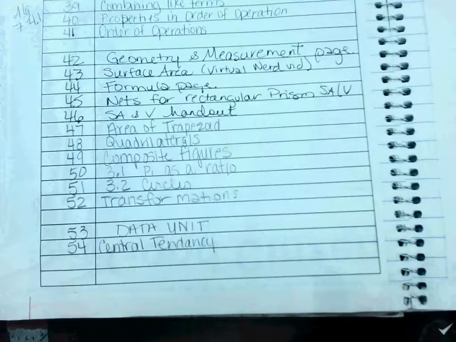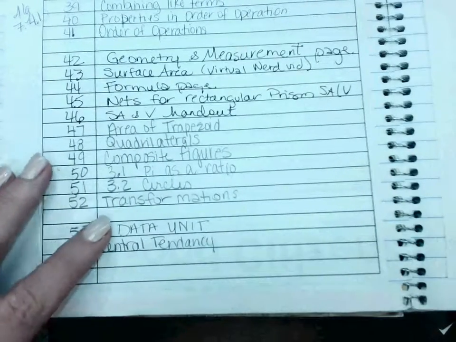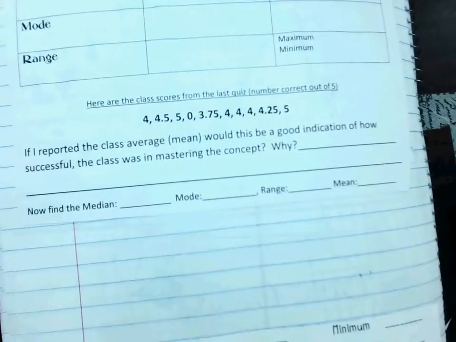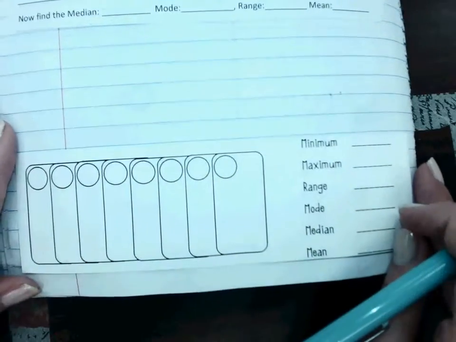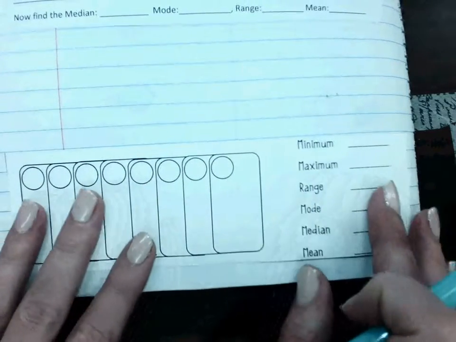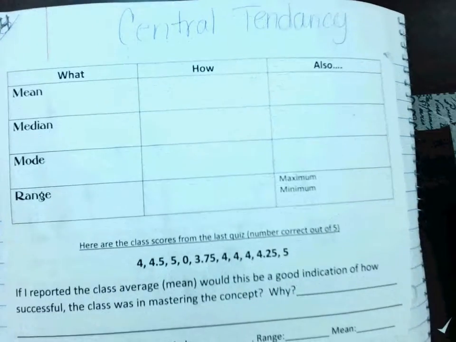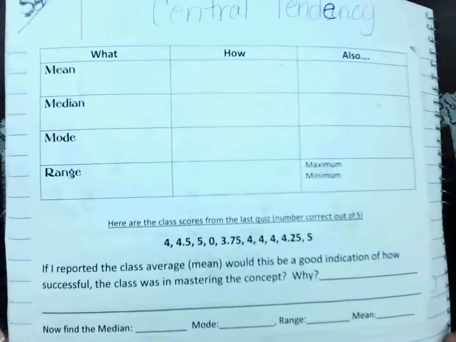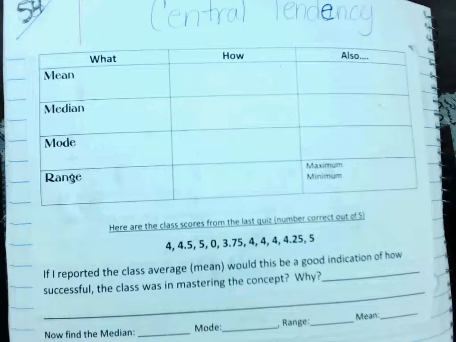So for now, we need to turn to page 54 in your interactive notebook. And you can see at the bottom of my page, I went ahead and cut out and glued in my activity strip for my cards. And at the top of my page, and I misspelled tendency, I always do that, I have my notes to go over central tendency. So, okay, I hope that you're ready to go.